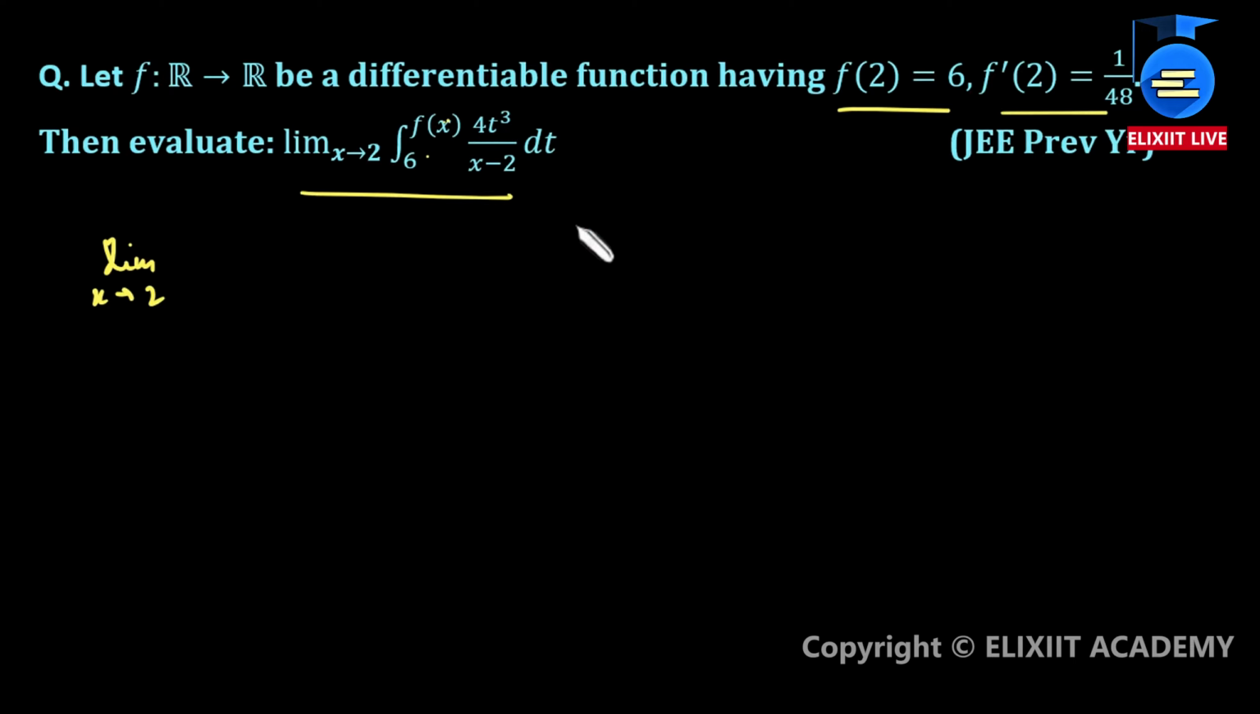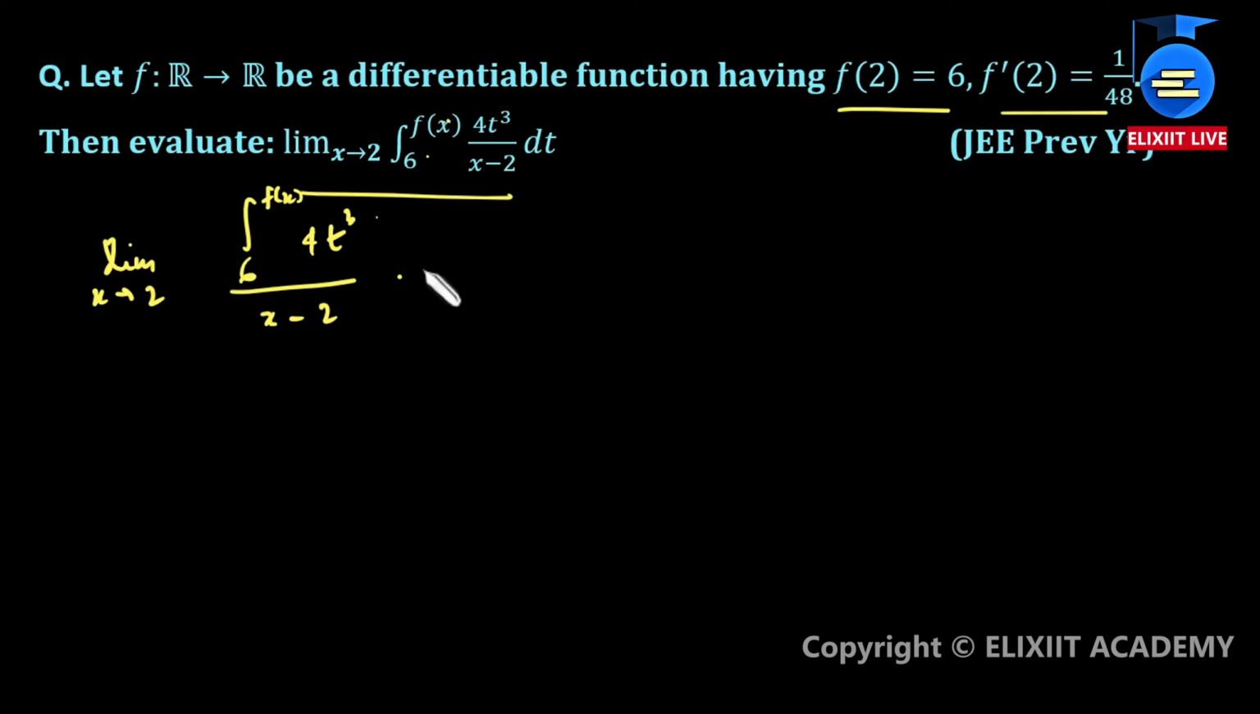So x minus 2 is a constant with respect to t. Actually, we are doing the integration with respect to t. So x minus 2 is a constant, so we can take out this thing. Basically, we can take this integral in the numerator part. Actually, we can simplify this and write it as integration 6 to f of x 4t cube dt divided by x minus 2. This way we can write it.